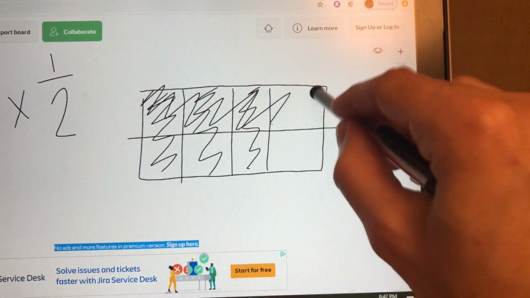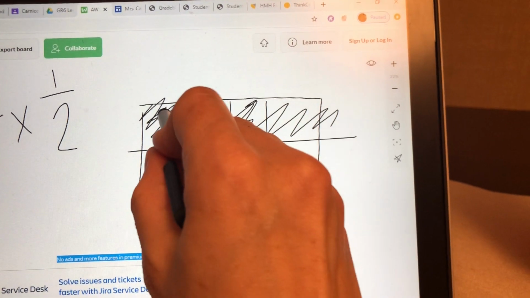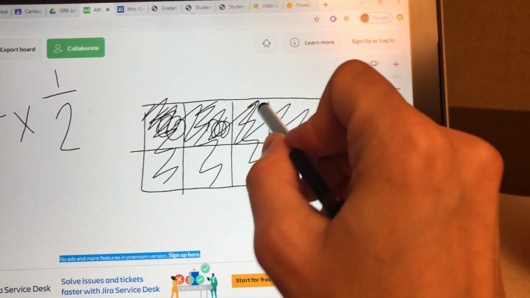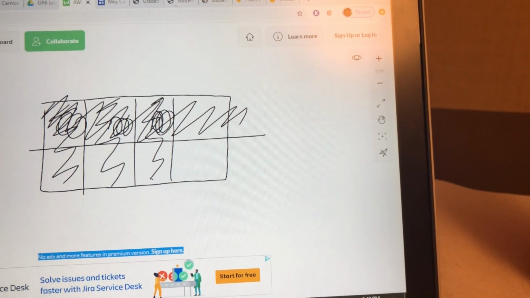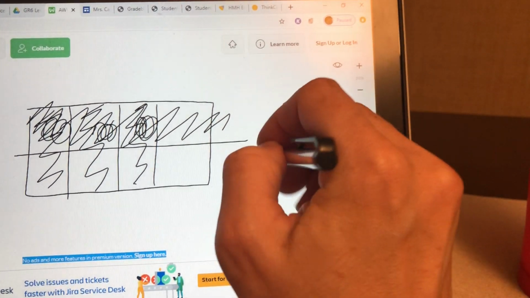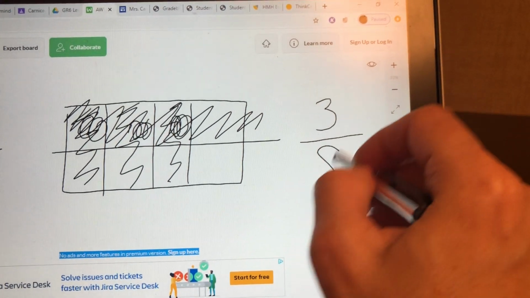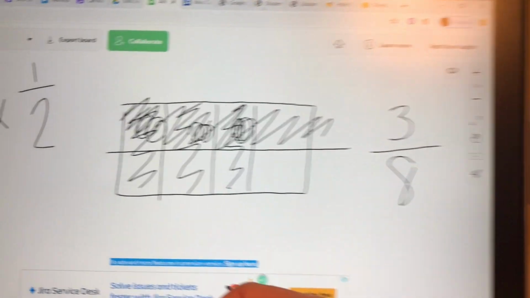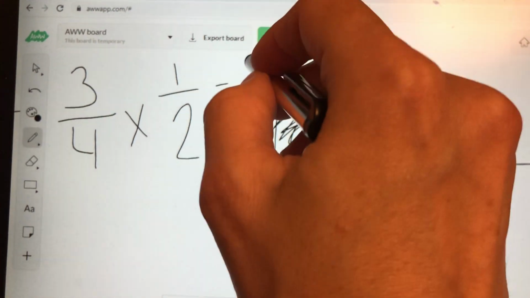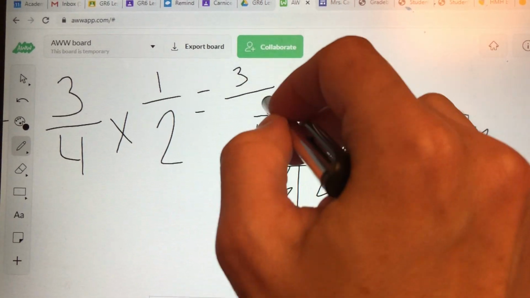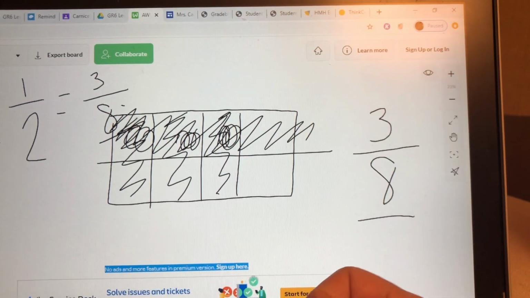Okay, now how many are shaded 2 times? This one, and this one. That's 3. So 3 is our numerator, and our denominator is 8. We have 2, 4, 6, 8 total parts. Okay, now how can I check my work? Go back over here and just multiply numerator with numerator, which is 3, denominator with denominator, which is 8. Okay, and as long as both match, we're good to go.